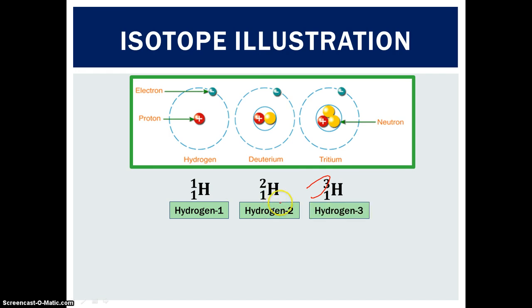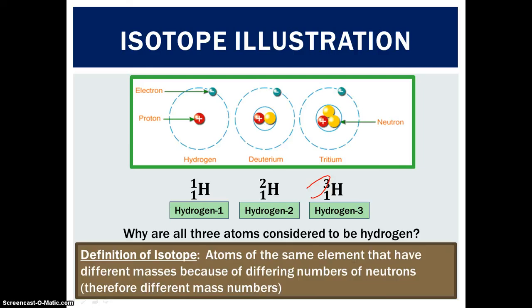Remember our other form of isotopic notation, we have the name of the element and the mass number that goes with each of our isotopes. So why are all of these three considered to be hydrogen even though they're different? Remember that protons give you the atomic number, which gives you the identity. They all have the same number of protons, so they all have the same identity. They're all hydrogen. So what's different? Well, the neutrons. When the neutrons differ, it's considered to be an isotope.